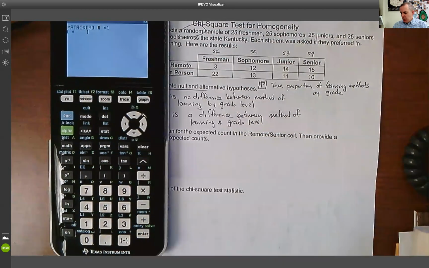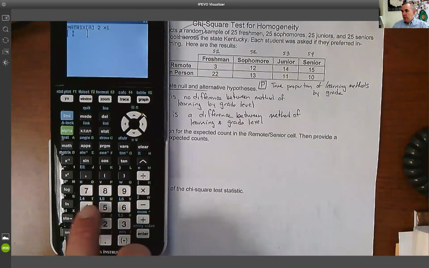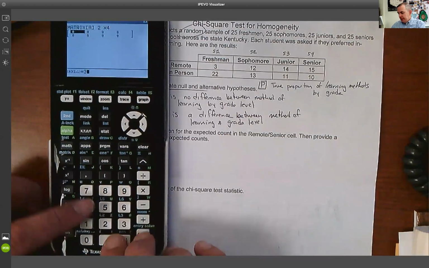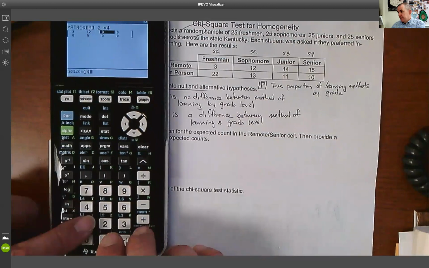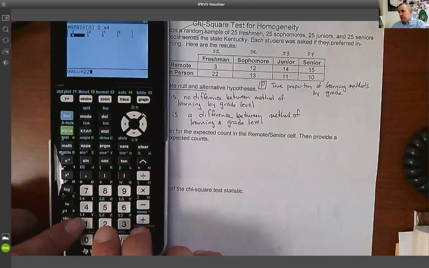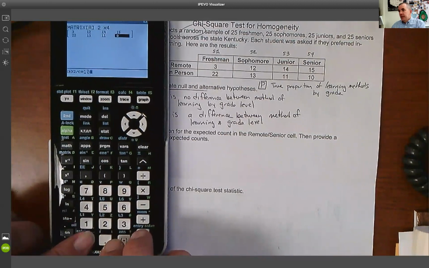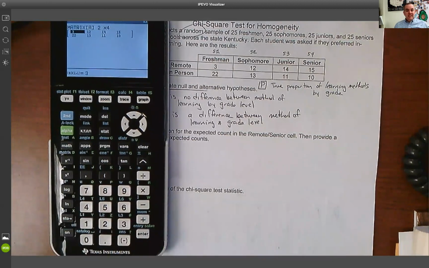So we have 2 rows. We have 4 columns. So now what I'm going to do is put the data in: 3, 12, 14, 15, 22, 13, 11, and 10. Okay, this is one of these ones where I'm actually going to run the test and get the number that I need for this before I actually go to the process of where I would get it. So in this case, there's my matrix.